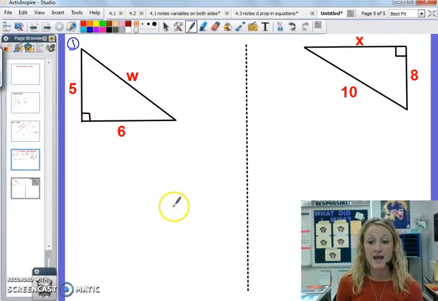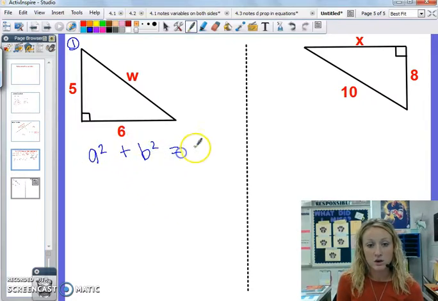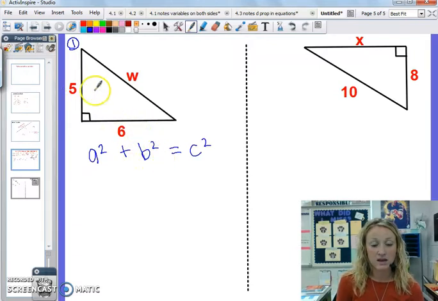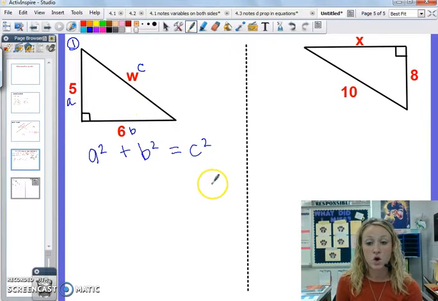The first step in any Pythagorean theorem problem should be to copy down the Pythagorean theorem. So I know that a squared plus b squared is going to equal c squared. A and b belong to the legs. So I'm going to pick the two legs, remember they're the ones that touch the right angle, and I'm going to call this one a, this one b. My hypotenuse is always c.